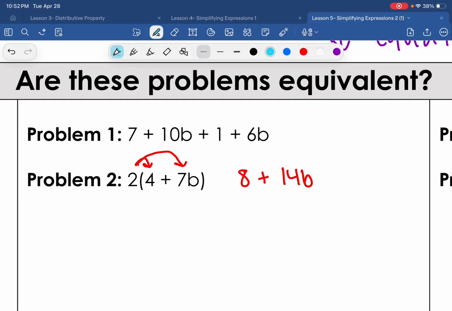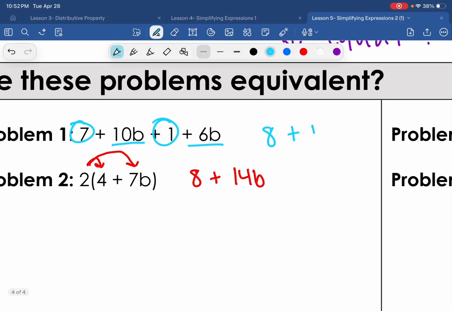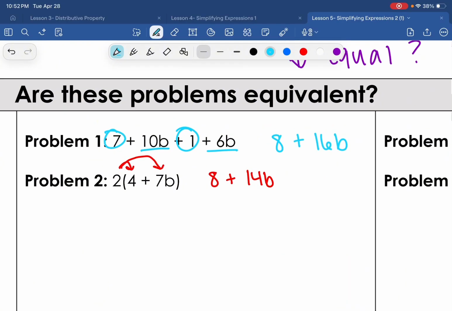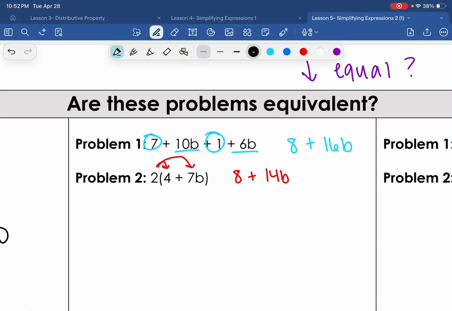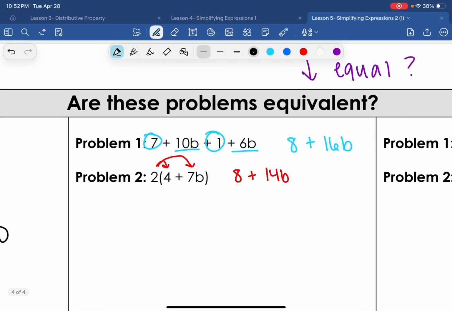Okay. In problem 1, it looks like we can put 7 plus 1 together, which gives us 8, and we can do 10b plus 6b, which gives us 16b. And now that they're simplified, we can set up our 2 expressions together. So problem 1 is 8 plus 16b equals, remember because we're comparing, problem number 2 is 8 plus 14b.